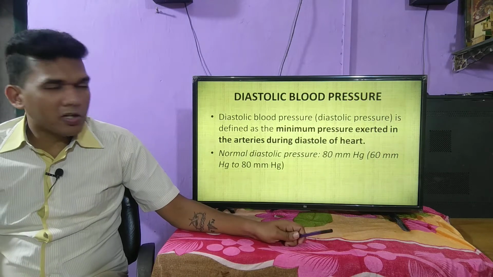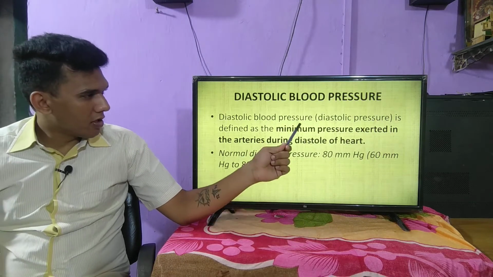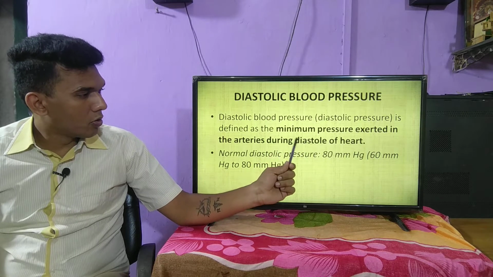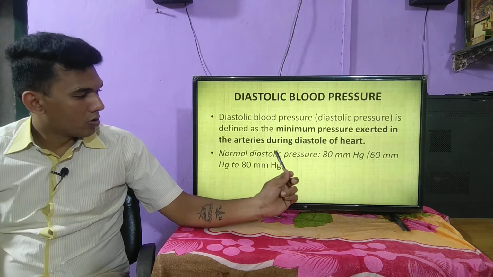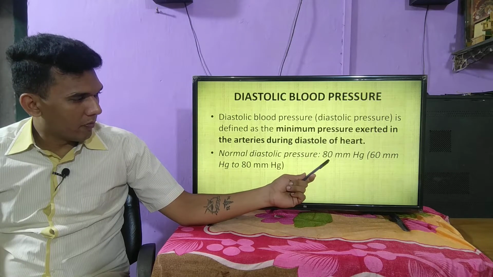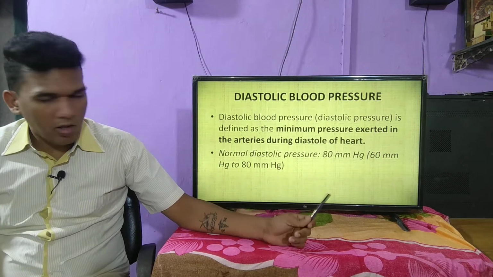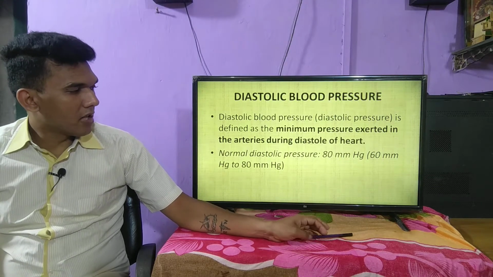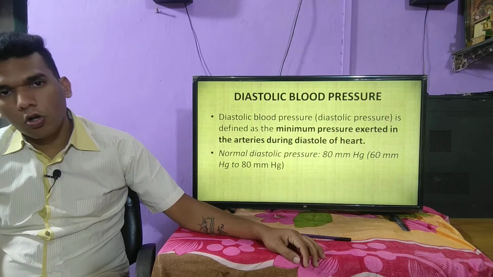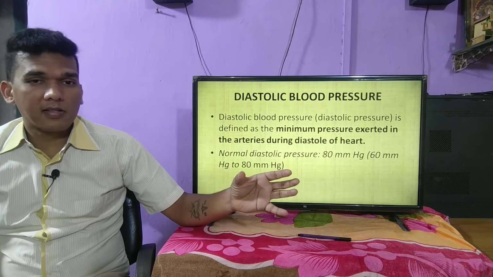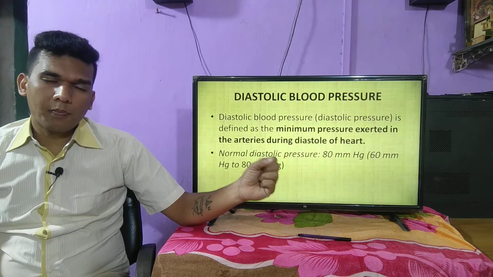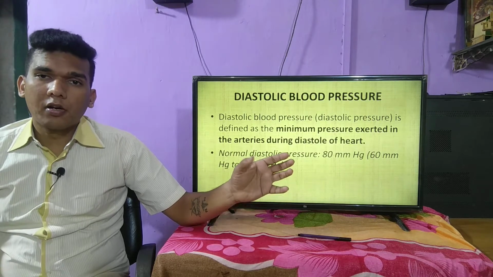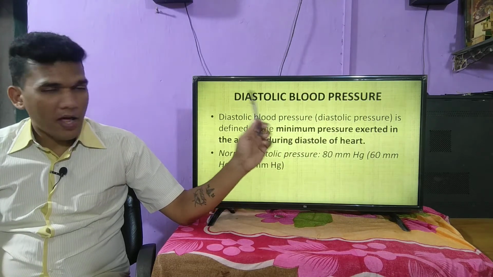Now we will see the diastolic blood pressure. Diastolic blood pressure is defined as the minimum pressure exerted in the arteries during diastole of the heart. Normal diastolic blood pressure is 80 mm of Hg, with a range of 60 to 80 mm of Hg. When the heart is relaxed, the pressure in the arteries at that time is the minimum pressure. This is diastolic blood pressure.